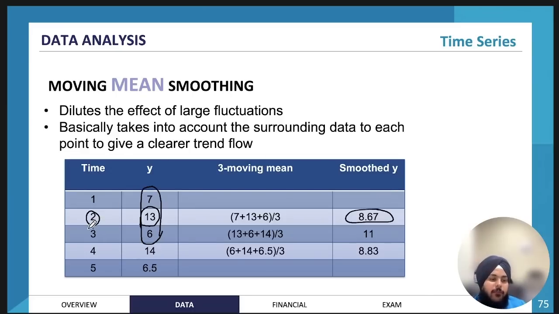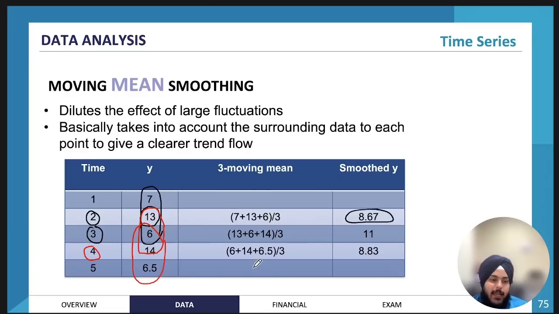And then we might do the same for 3. For 3, we might do 13, 6, and 14, so the values surrounding that 3. And again, we will get 11. And then for 4, we might do that again. Now this will be 6, 14, and 6.5.